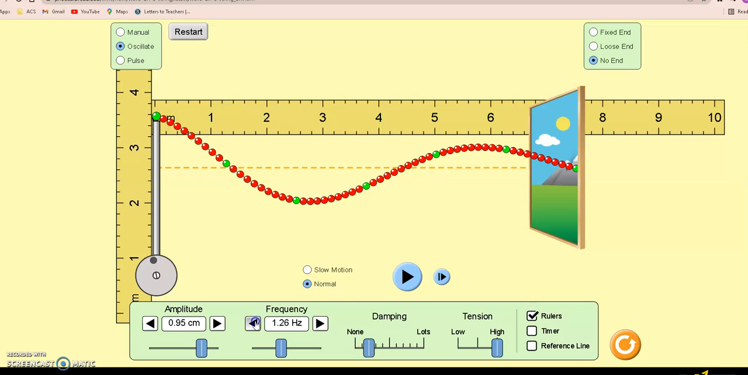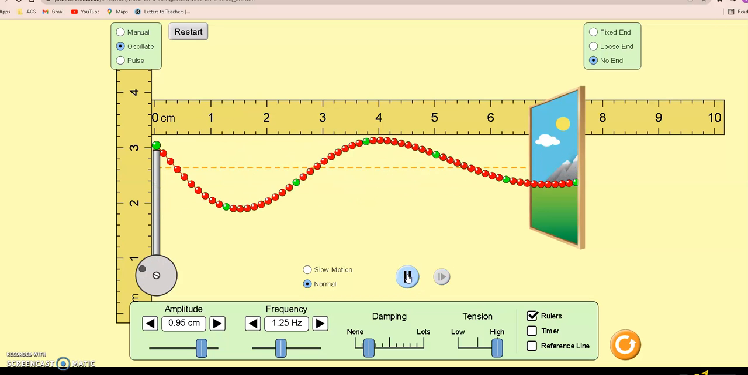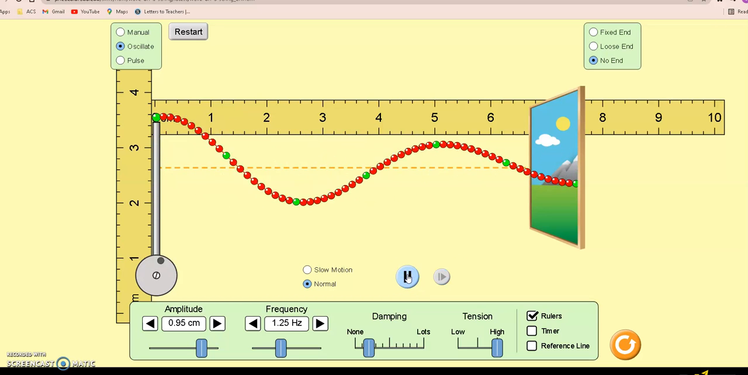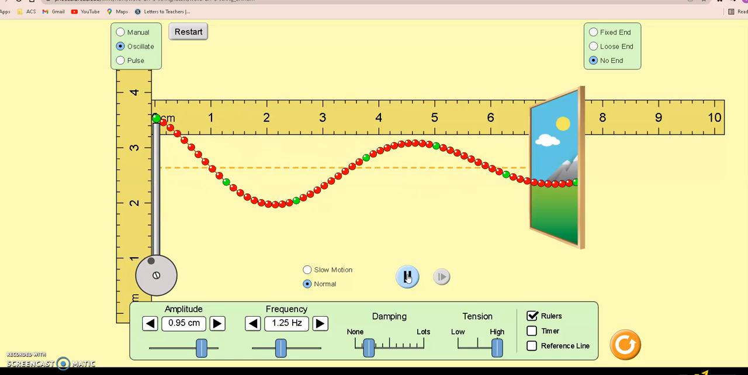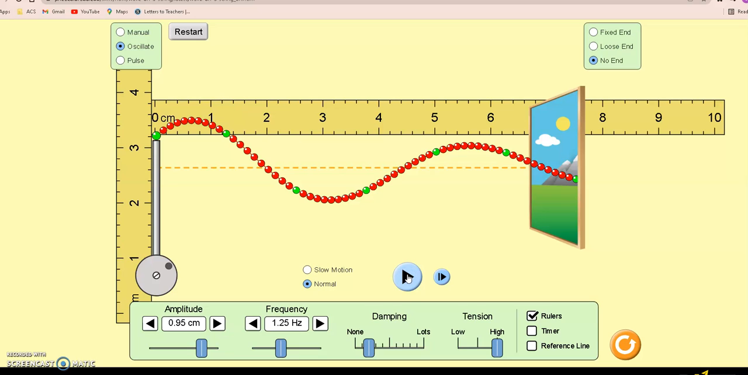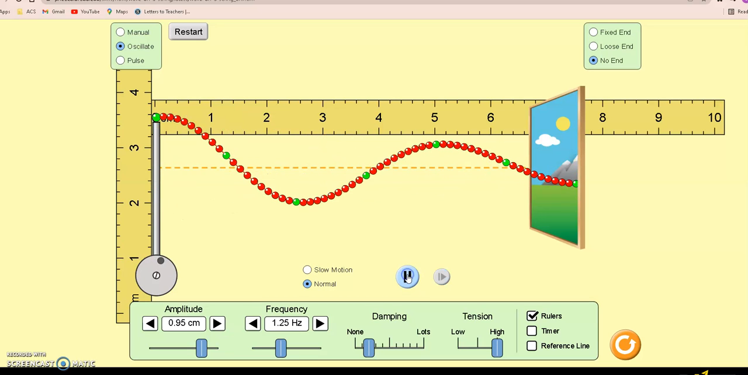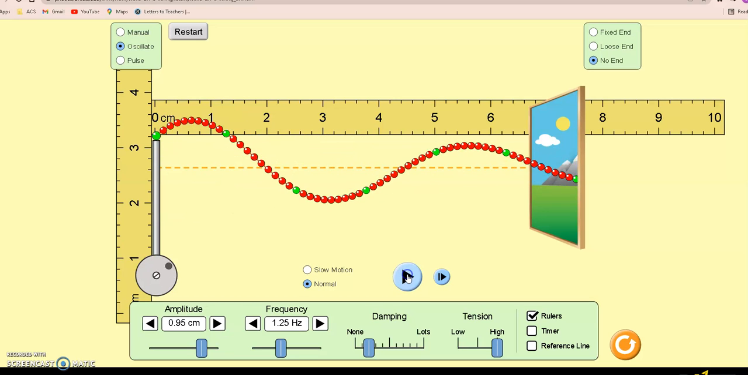Whoops, a little bit too high, sorry. Then I start it going again, and I want to freeze it again, okay? And then once again, I want to freeze it where I can get 2 crests and make an easy measurement, okay? If you can get the crest to be right at 0, of course, that's the easiest because then you just take the reading on the ruler.